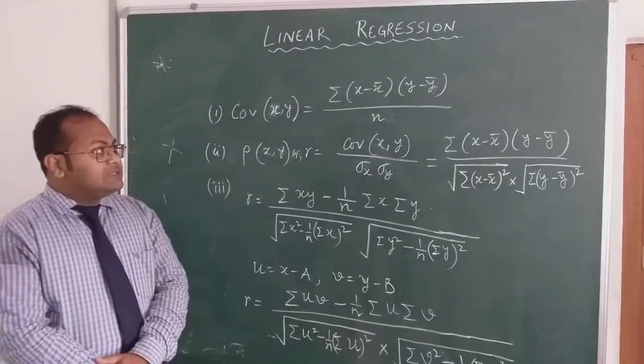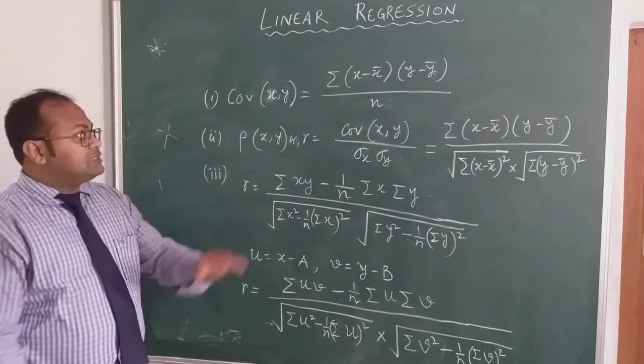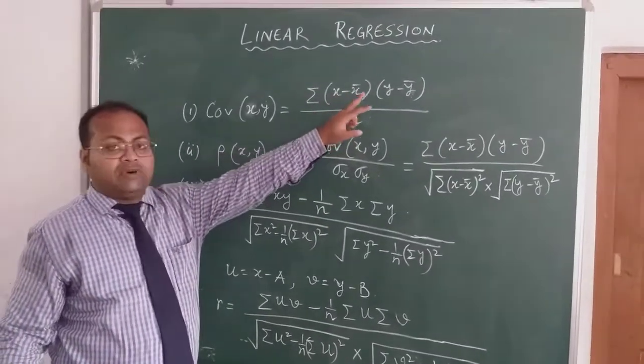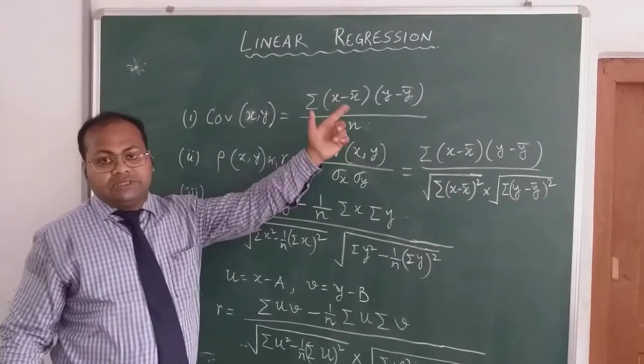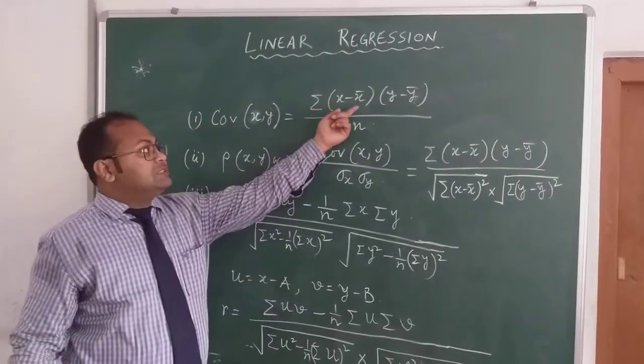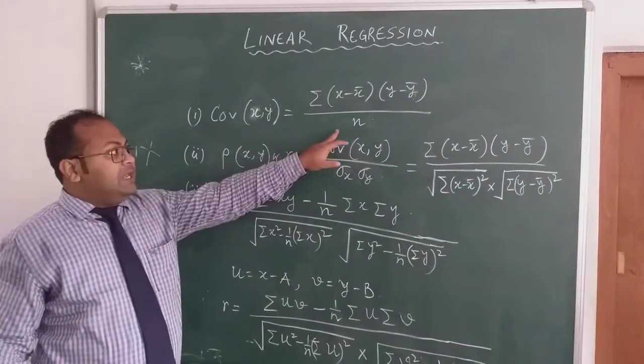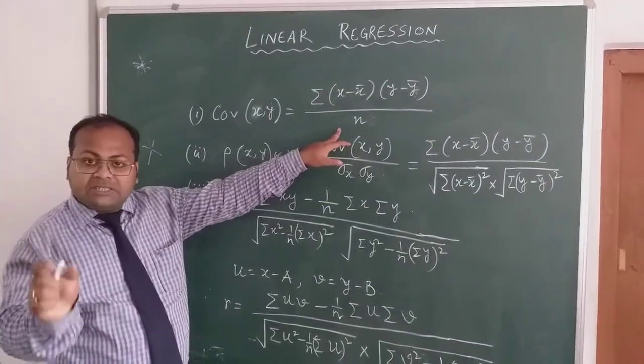Okay. Now let us see some of the formulas of covariance. So this is the formula of covariance. There are two variables, x and y. X bar and y bar, you know, are the means. This is the mean of x and y bar is the mean of y. And n is the number of data points of each variable.